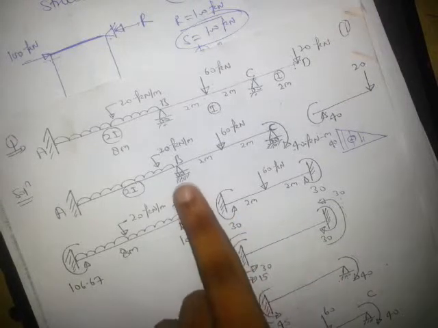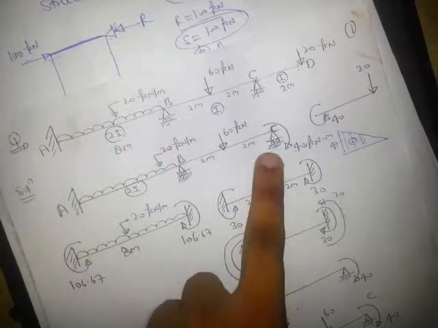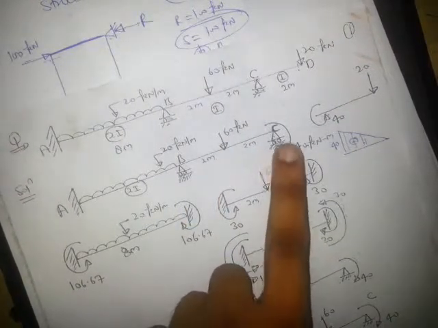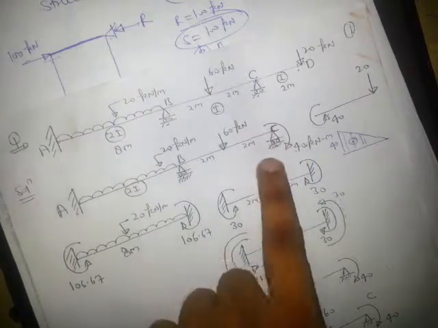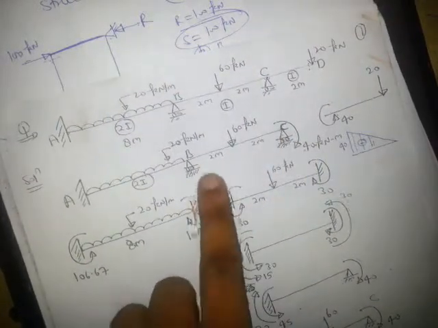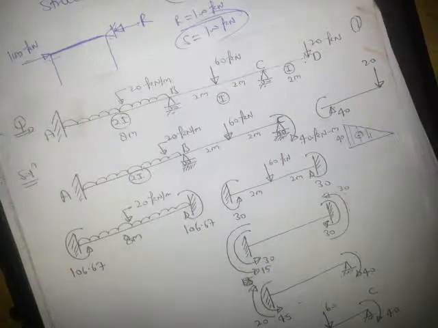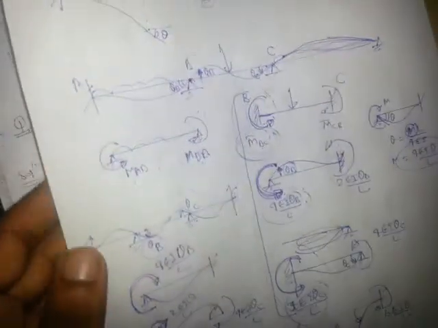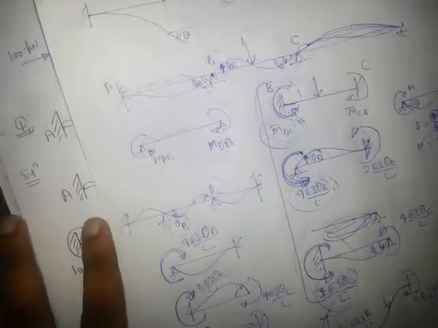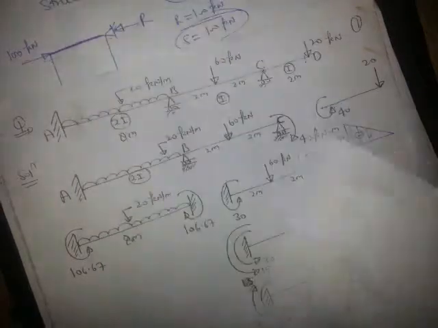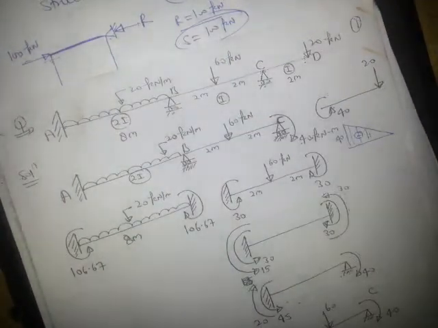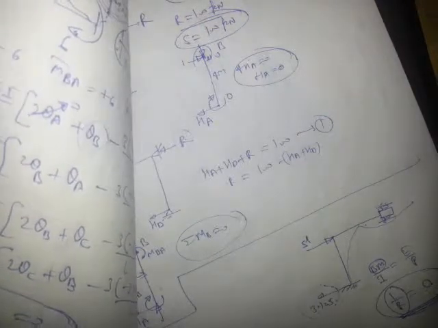But if the far end is a hinge, purely hinge, in our question this theta C will not be present, and in our equation we will write the modified equation. Look, this was the modified equation. Where is this? I do not know where that page has gone. This is the page.